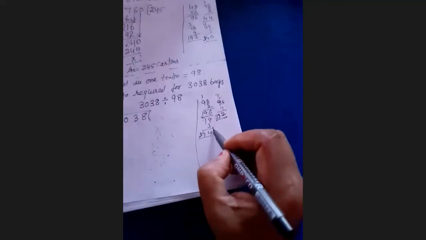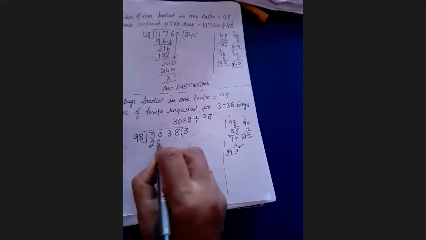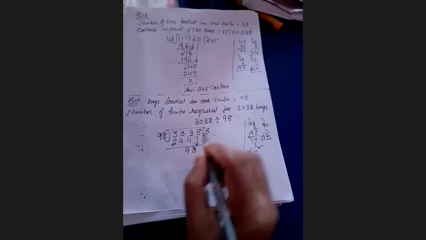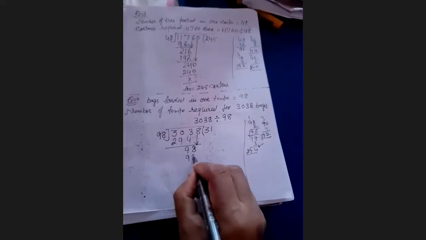So in the first step, we will divide by 3. 98 times 3 is 294. Clear, students? Now 303 minus 294, we have 9. And the next number is 8. Now divide by 1. And 98 minus 98 is 0.